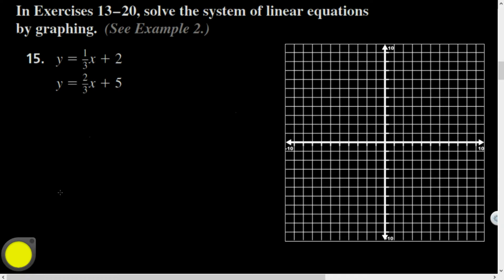Solve by graphing. Conveniently, these are in slope-intercept form. The slope of this first line is 1/3. The y-intercept is 2. Hopefully, you guys are becoming masters of slope-intercept form. So I'd go up 2 for the beginning, and watch me move by my slope. Watch me move by my slope.